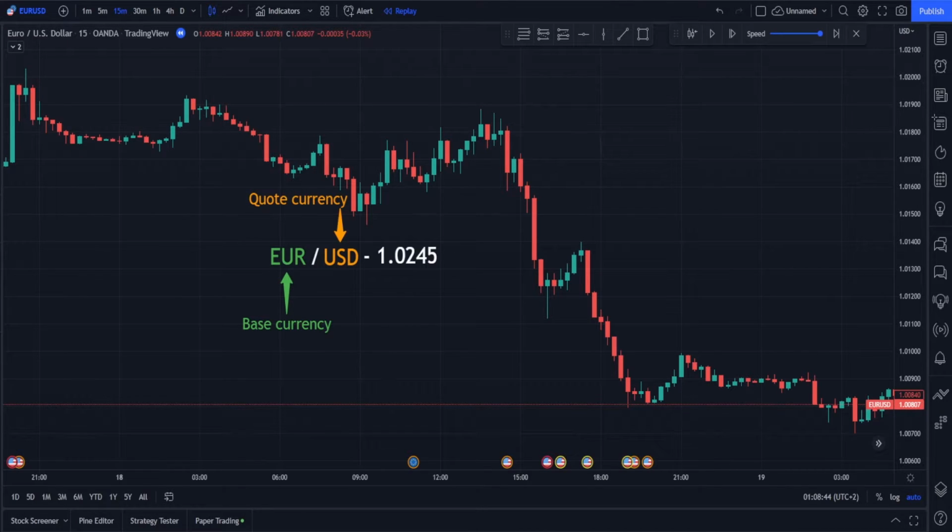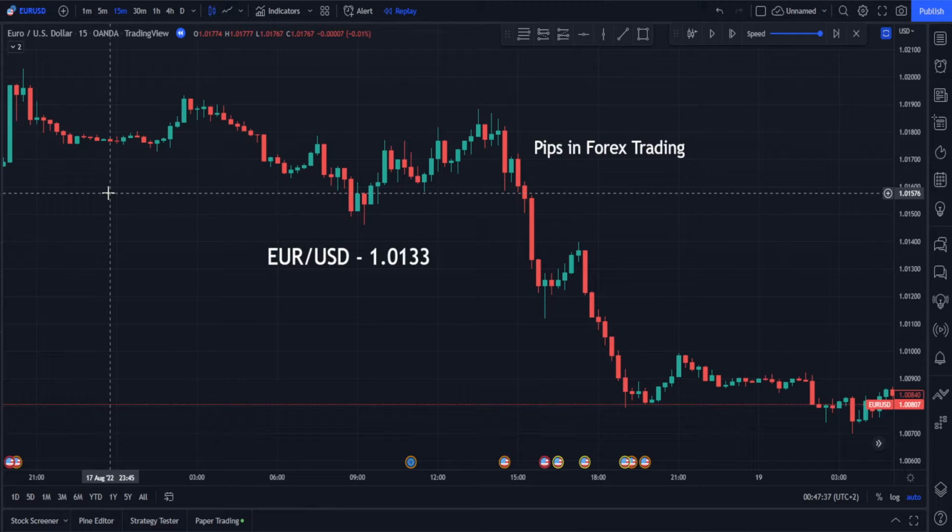Currencies always come in pairs, such as euro versus the US dollar. The first currency in the pair is called the base currency, and the second is called the quote. The price reflects how many units of the quote currency you need to buy 1 unit of the base currency. The price is usually displayed with 4 decimals, the exception being the Japanese yen, which only has 2. The last decimal in the price is called a pip.